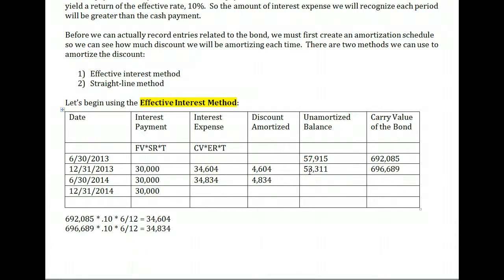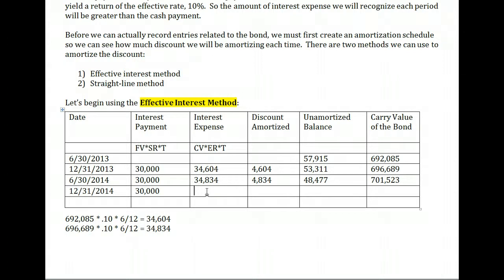Remember, we said that this column is working its way to 0, so we're going to amortize it out. So we're going to take the 53,311 and subtract the 4,834, and when we do that, we get 48,477. Again, what did we say happens to the carrying value of the bond? Well, the carrying value of the bond will increase. So you're going to take the 696,689, because we're working our way up to face, plus the 4,834, and you get 701,523. All right, so pause the video for just a moment and see if you can go through and calculate the next row, December 31st, 2014.